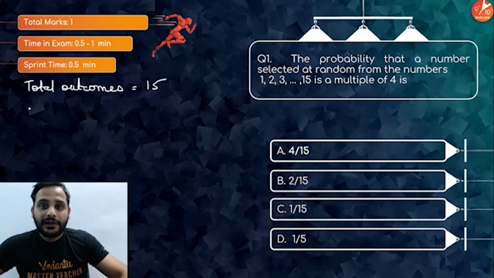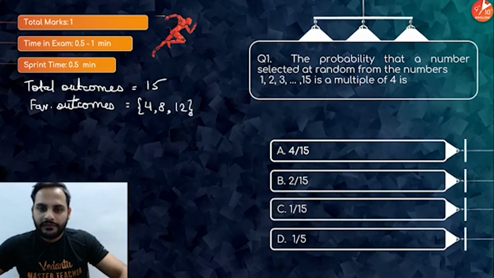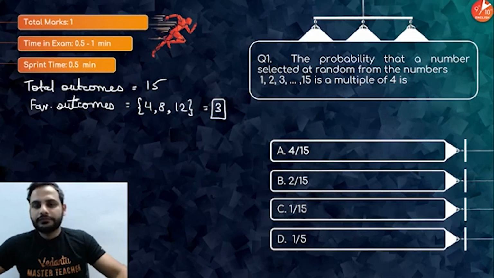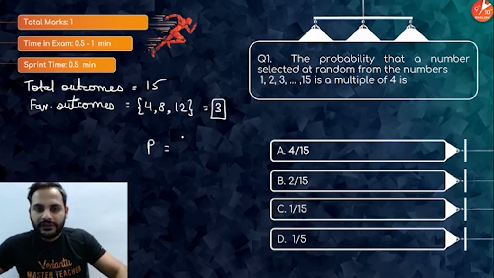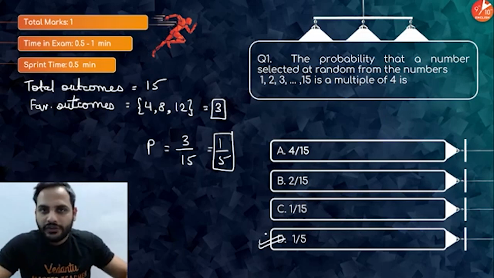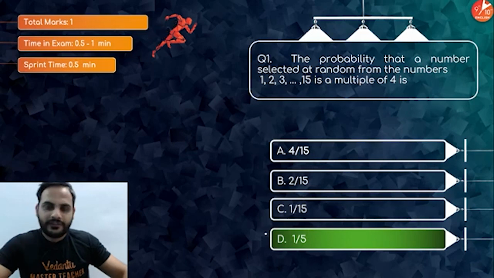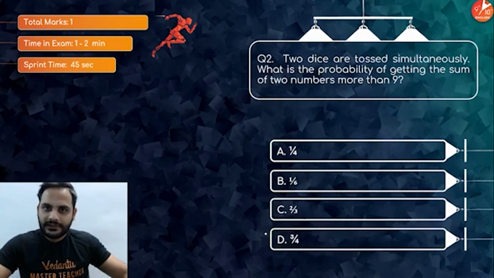Then how many are multiples of 4? So favorable outcomes to the event will be 4, 8 and 12. 3 favorable outcomes. So probability for this event will be favorable outcomes divided by total number of outcomes, which is 1 by 5. Option D will be your correct answer. Okay children, 1 by 5, option D is your correct answer. Done. Next one.